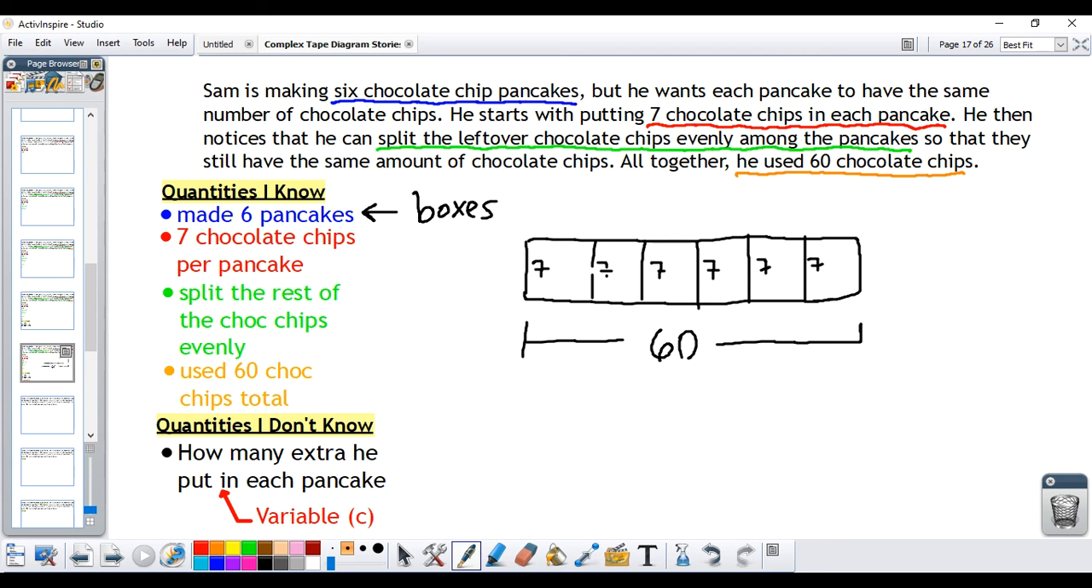And then I know that he split the rest evenly and added some more chocolate chips to each one. So I know that he added to the 7 some number of chocolate chips. He added to this pancake some number of chocolate chips, he added to this one, this one, this one, and this one.